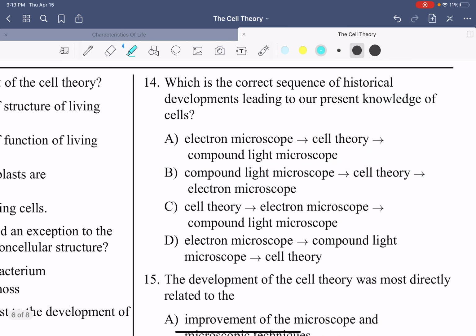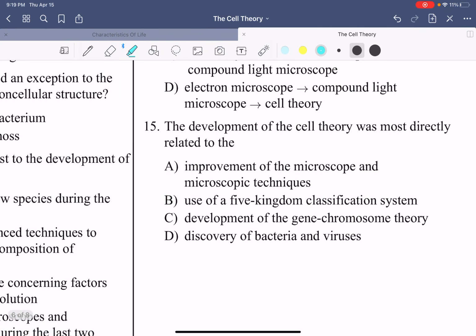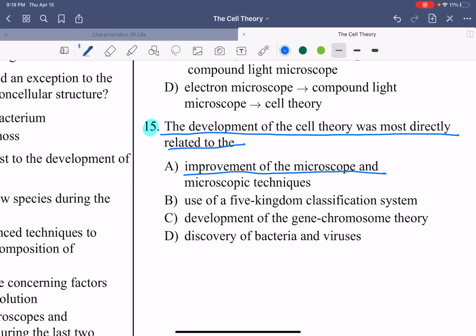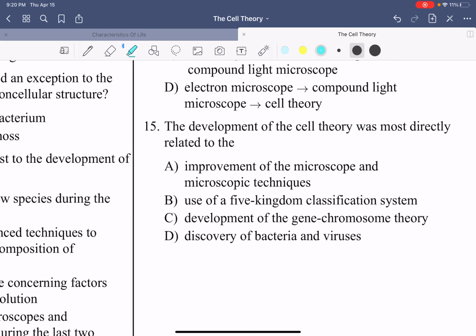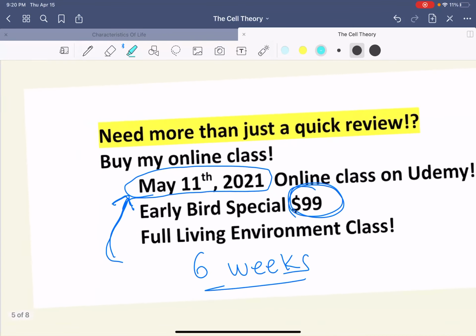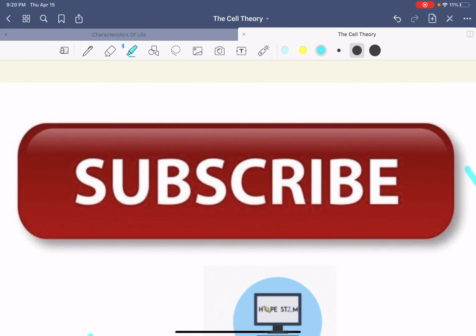All right, guys, we're now up to our last question. Number 15, let's see. The development of the cell theory was most directly related to the improvement of the microscope and microscope techniques. That sounds correct, but let's keep going. Use of a 5-kingdom classification system. Get out of here. Development of the gene chromosome. Nope, bye. Discovery of bacteria. No, it's all about the improvement of the microscope and microscope techniques. These questions will never change. The cell theory is never going to change. This is going to be the same thing over and over again.